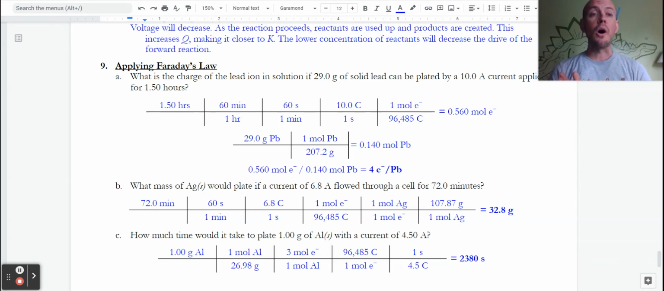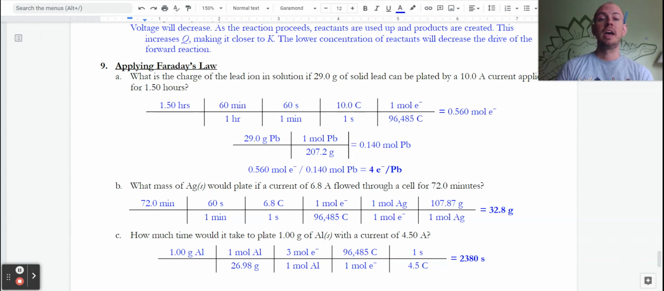In a problem like this, hopefully it would connect. If it was aluminum, it would be 3 electrons, or maybe calcium would be 2, and we would see that connection that makes sense. Because one of the ions of lead that can form is lead plus 4, this does make sense. The second one, what mass of silver?